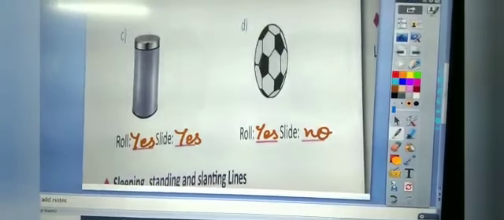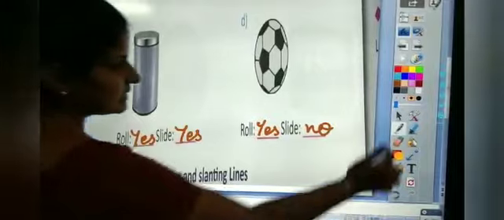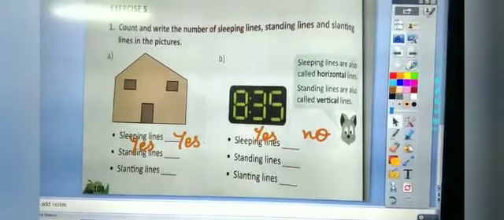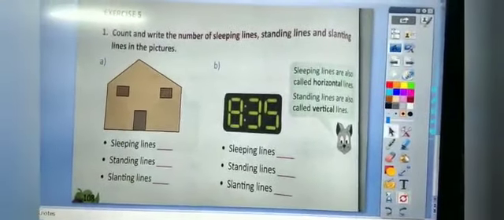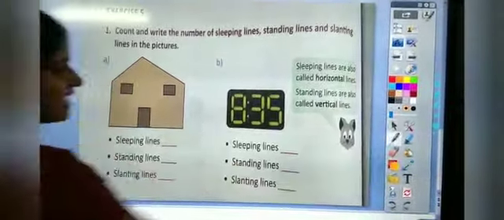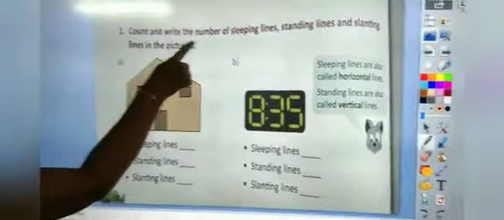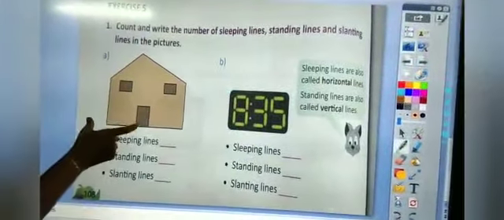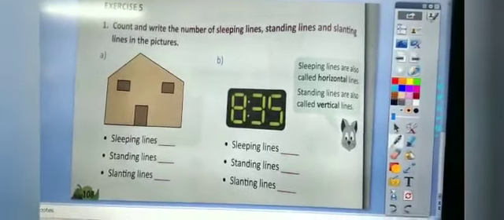So now we have completed our full exercise. Now we have to move on to the next exercise, that is exercise 5. This exercise 5 is regarding the different lines concept. Look at these pictures carefully and read the questions. Count and write the number of sleeping lines, standing lines and slanting lines in the pictures. In this first picture, we have one house based on shapes.